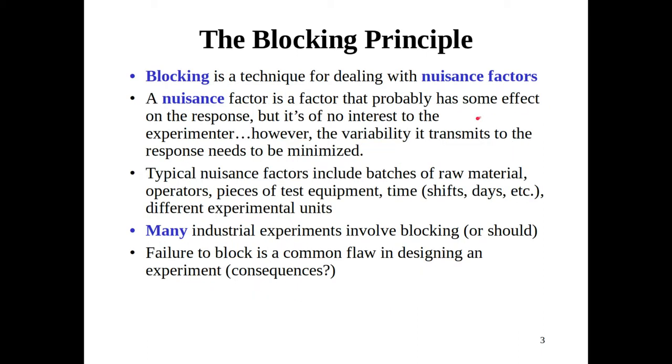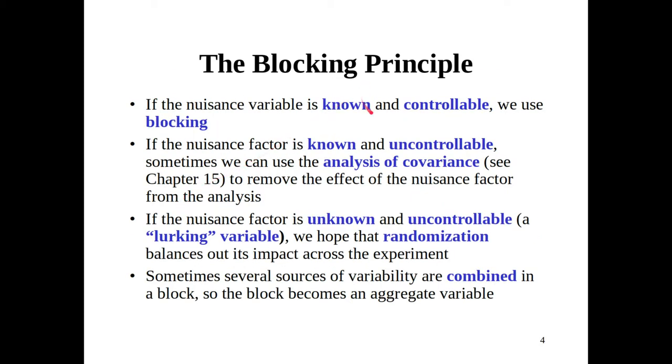For example, if we talk about operators, we know that different operators will do the experiment differently, or their individual differences will affect the result of the experiment. But we can control this, because we can hand pick some operators and keep them consistent. So those are easy ones, right? The variables are known and controllable. So in that case, we can use the blocking principle.